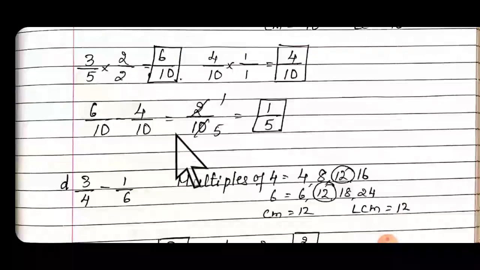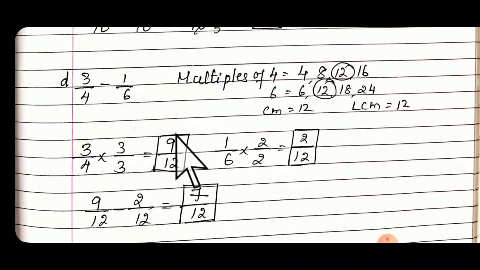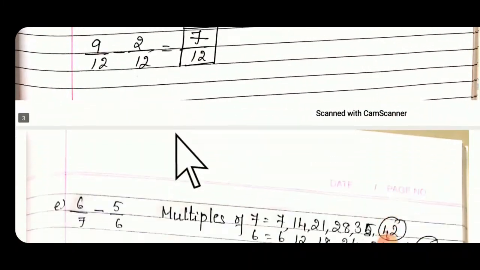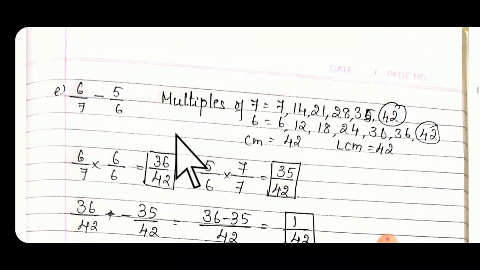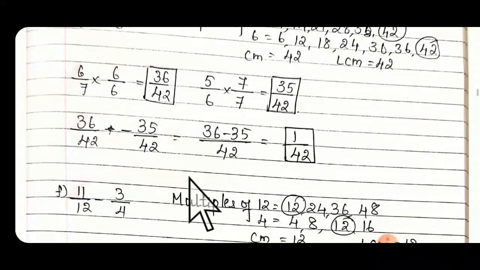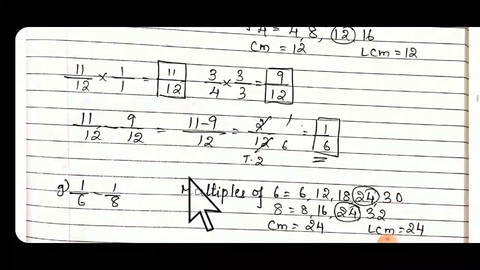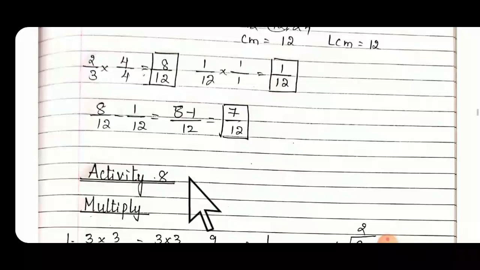C, D also is in the same manner. E also in the same. First multiples, LCM, convert into like fractions, and then subtract. F also, G and H.